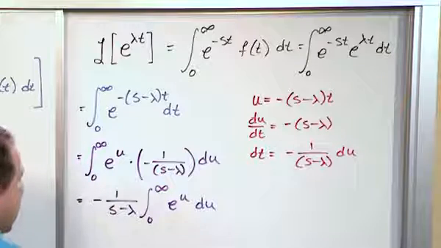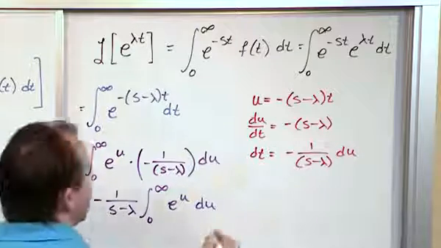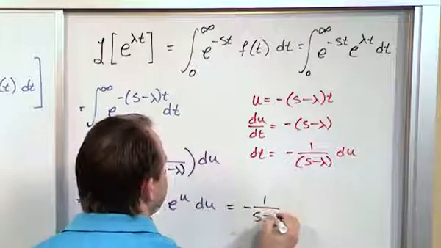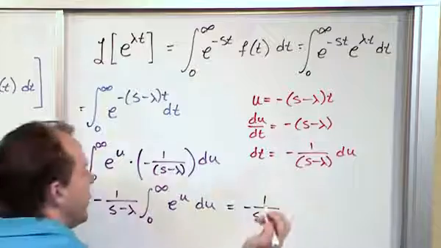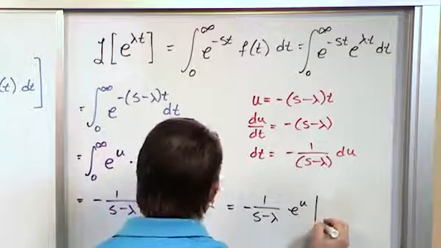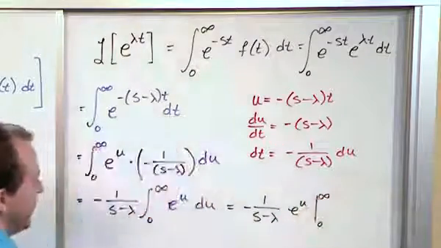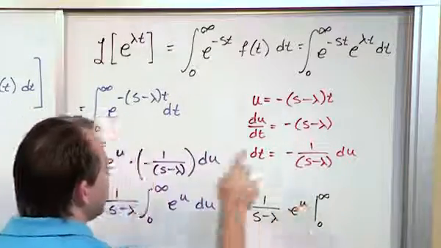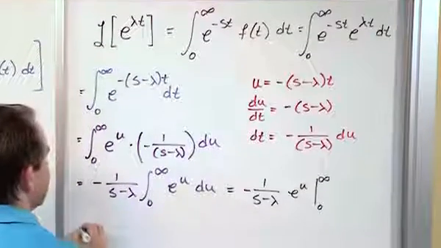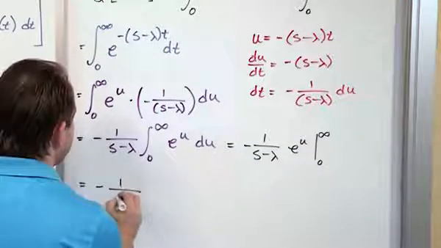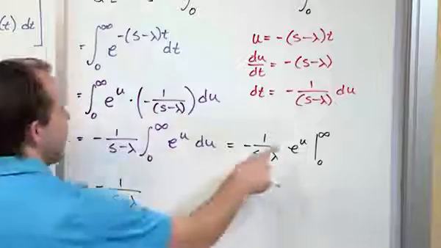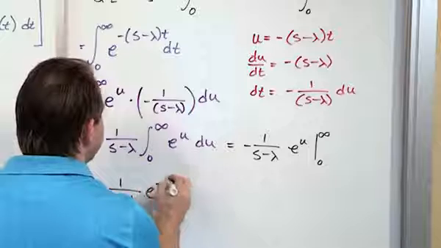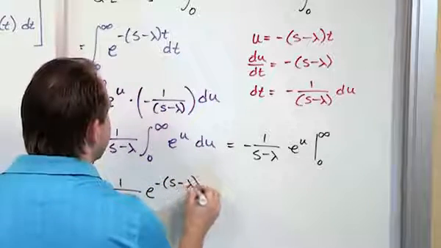And so what we're going to do then is say we have negative 1 over s minus lambda. The integral of e to the u still remains e to the u. And again, I'm leaving my limits of integration 0 to infinity for now, because before I apply the limits of integration I'm going to substitute back in for u. So what I'm going to have is negative 1 over s minus lambda, and then u is going to come right back substituted in as it was before, e to the minus s minus lambda t.